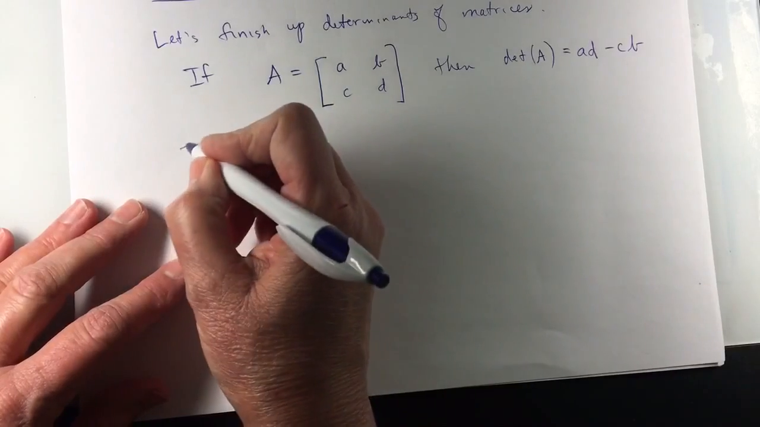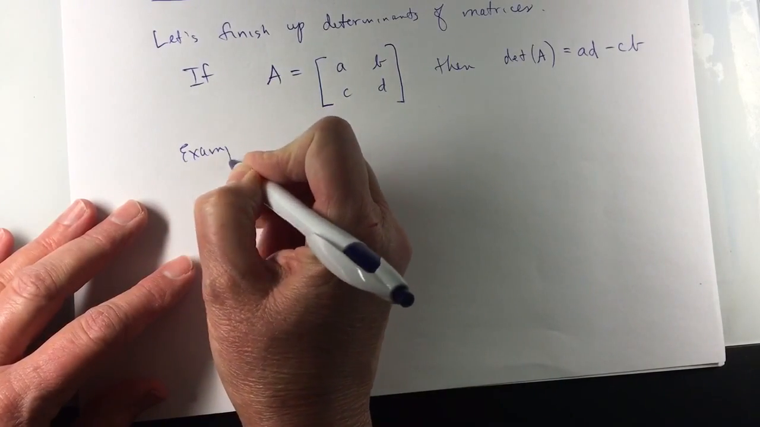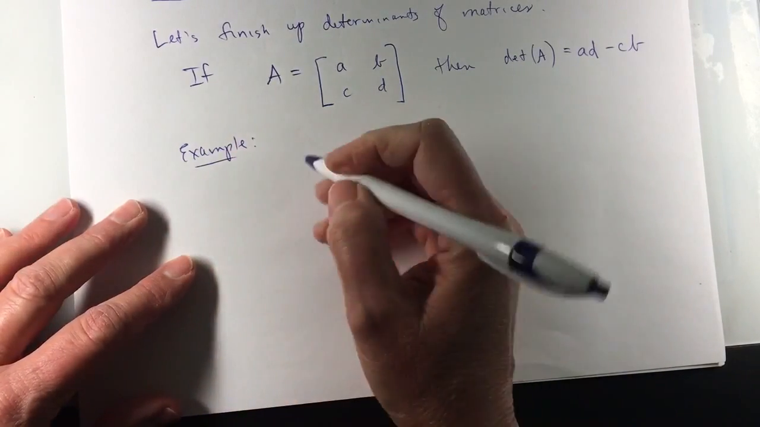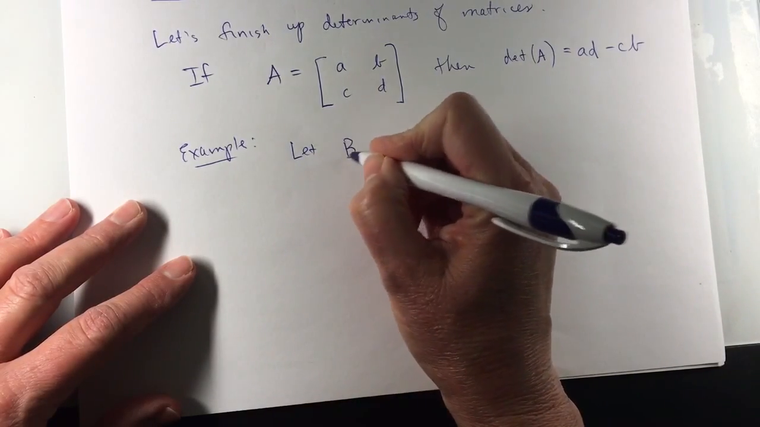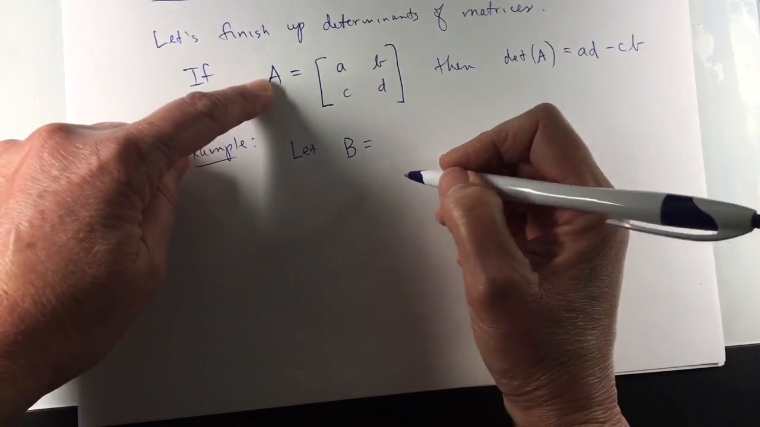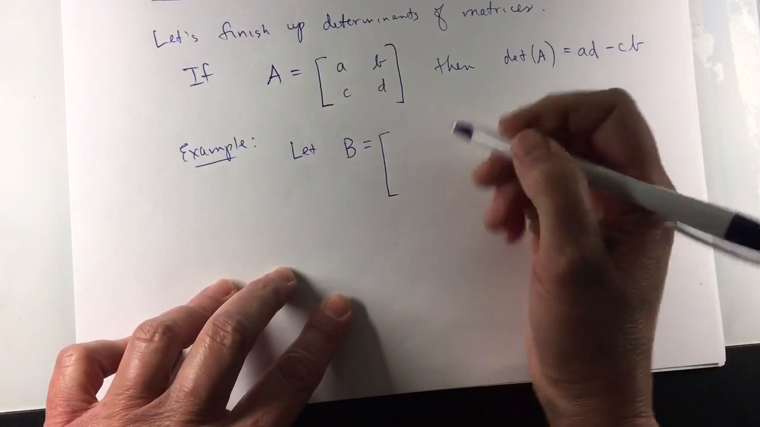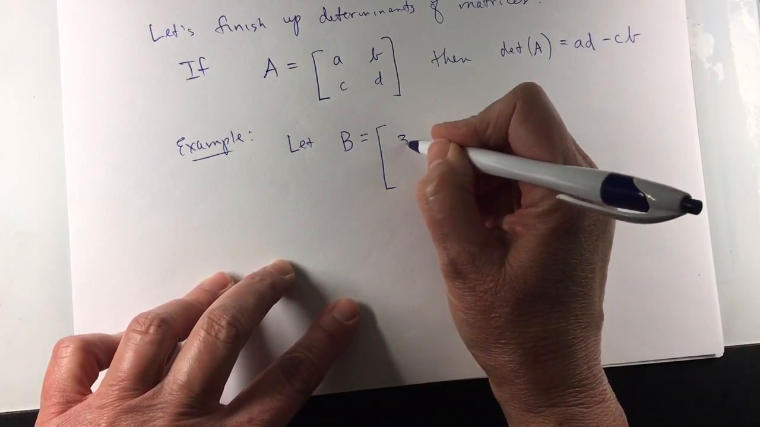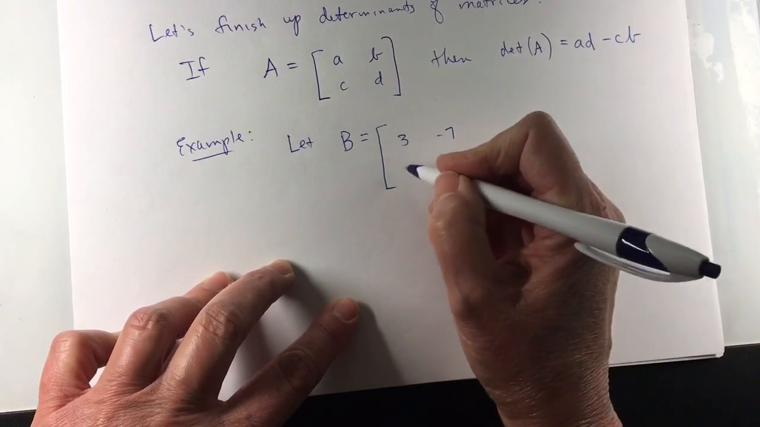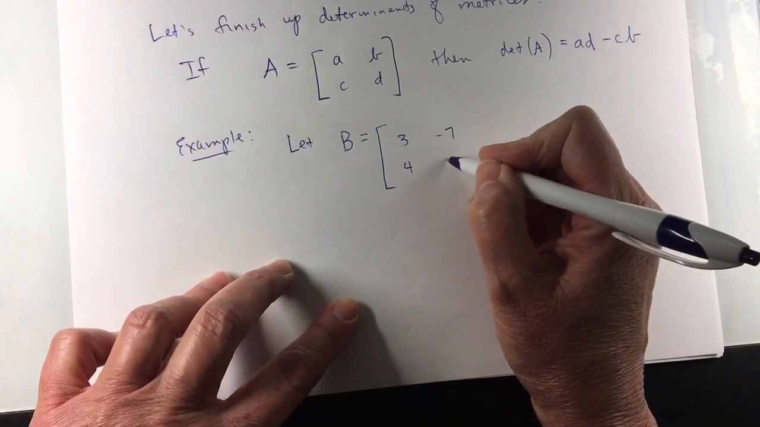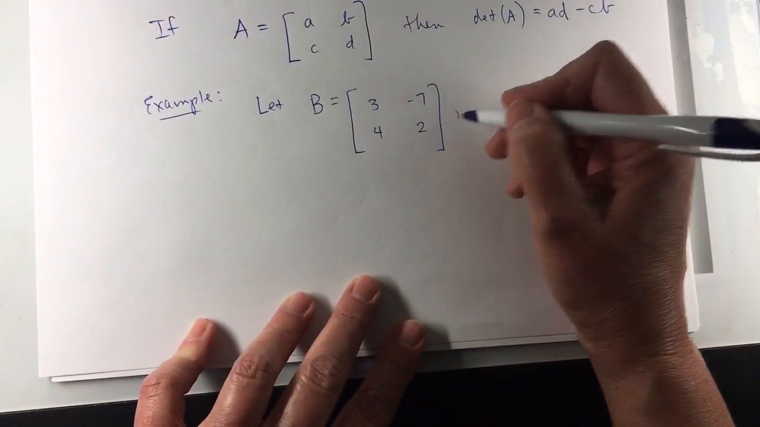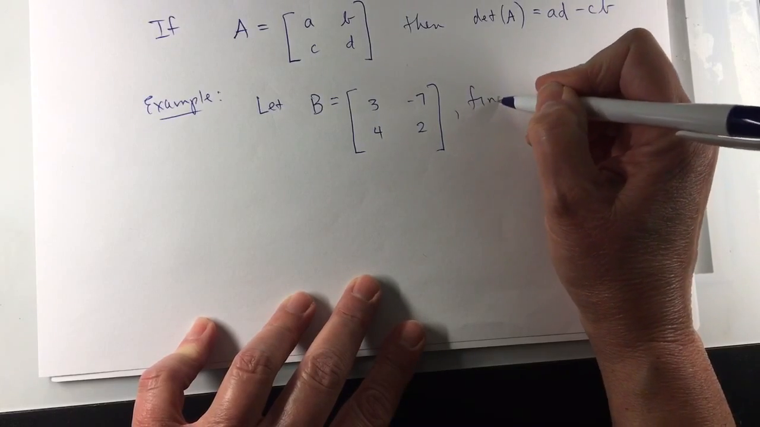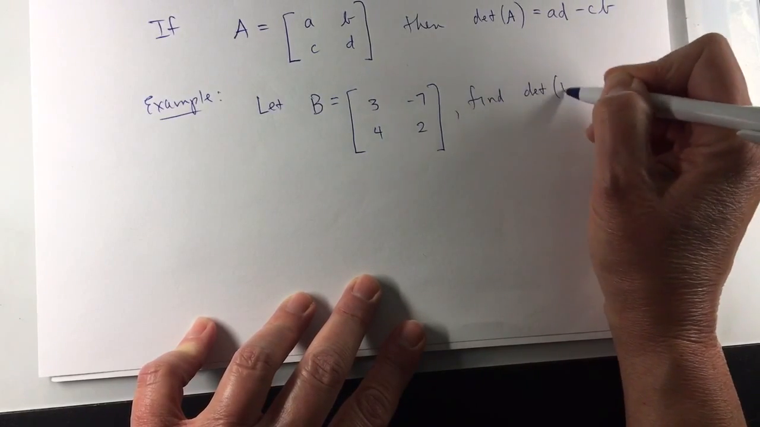Here's an example. So we'll say let, well, I'm going to call it B because I've used A up here. Let matrix B equal 3, -7, 4, and then 2. Then find the determinant of B.